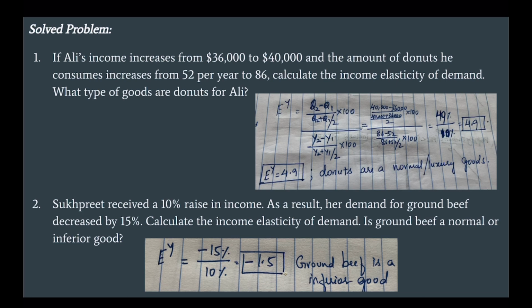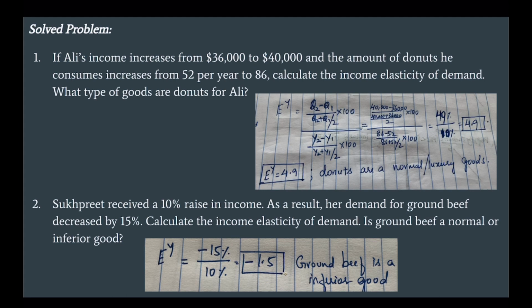Solve problem. If Ali's income increases from 36,000 to 40,000 and the amount of donuts he consumes increases from 52 per year to 86, calculate the income elasticity of demand. What type of good are donuts for Ali? Using the formula, we calculated the income elasticity as 4.9, which is greater than 1. So donuts are a normal or luxury good.